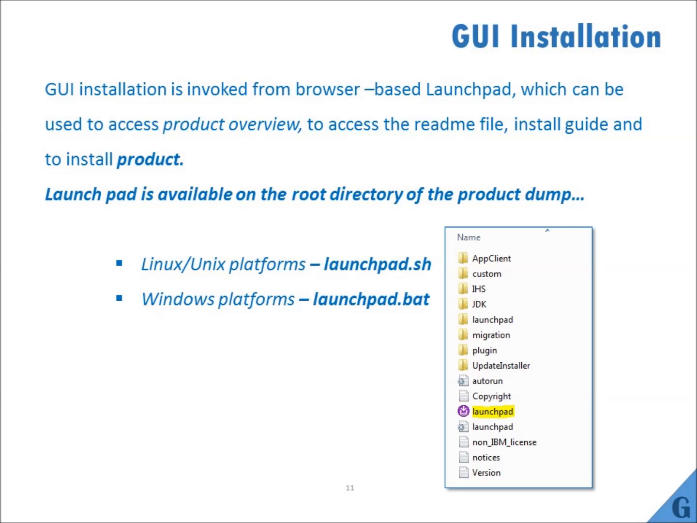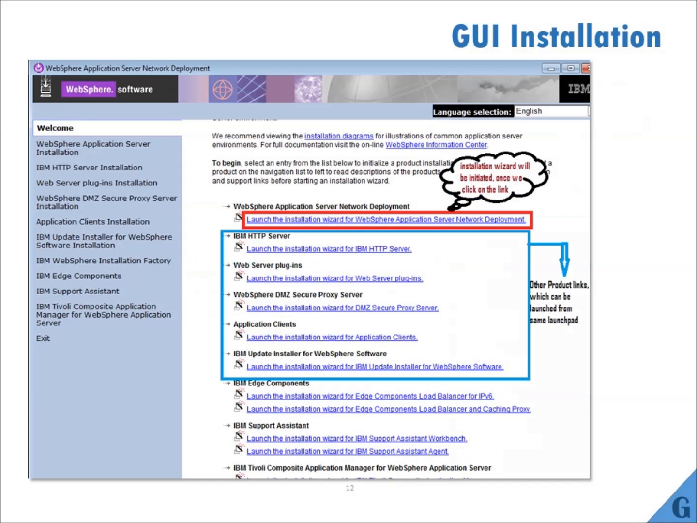So the GUI installation is as follows: we have this launchpad.sh or launchpad.bat provided with your dump or software. On clicking the launchpad, it will show a simple HTML file which has all the different sorts of products related to IBM, like WebSphere plugins, web servers, WebSphere application server, ND, and many more. Here we are going to use the application server network deployment.